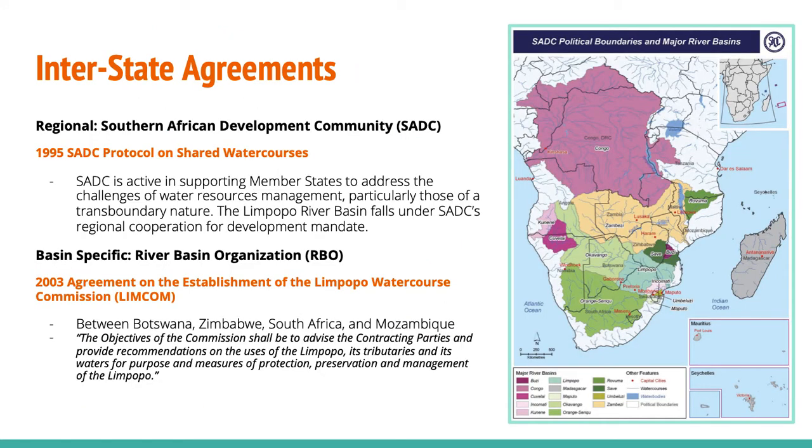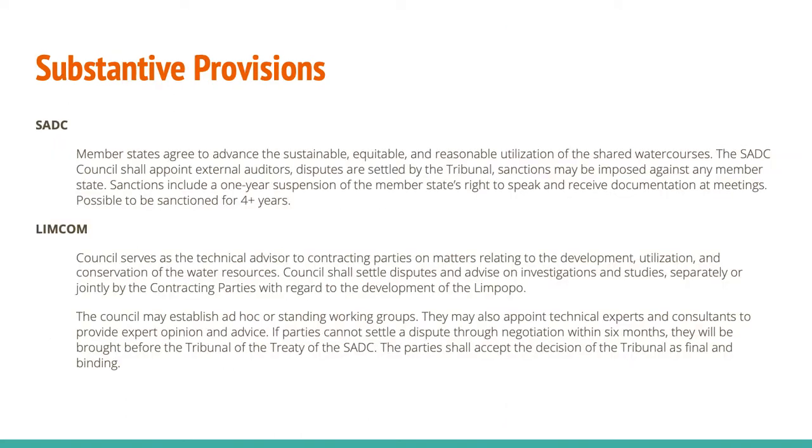The Limpopo River Basin is governed regionally by the Southern African Development Community, specifically the 1995 SADC Protocol on Shared Watercourses. On a basin-specific level, it is governed by River Basin Organization. Under this, LIMCOM is an agreement between the 4 countries that share it, with the objective being to advise the parties and provide recommendations on the uses of Limpopo.